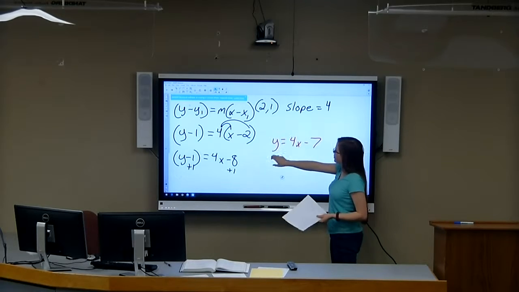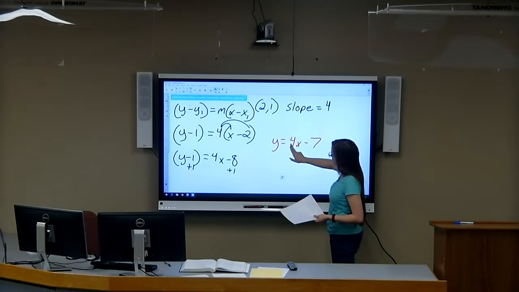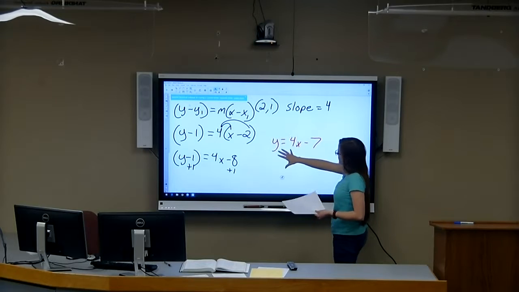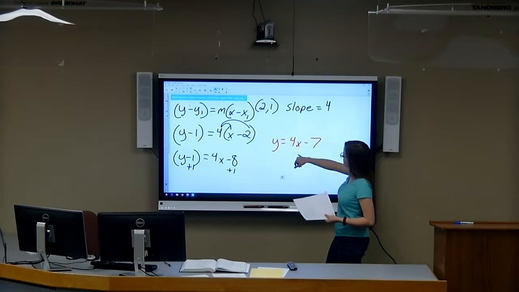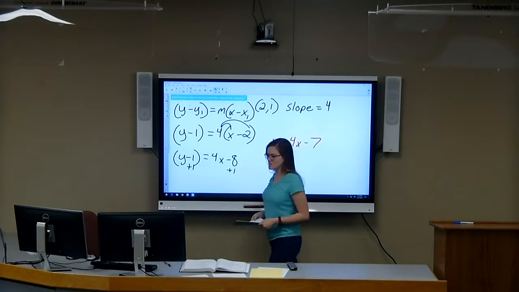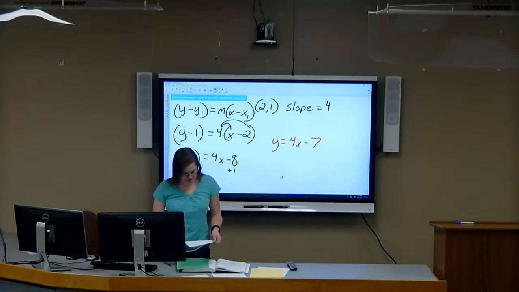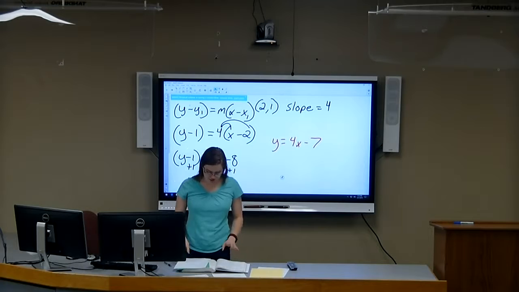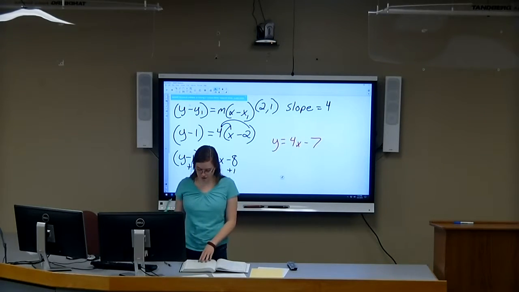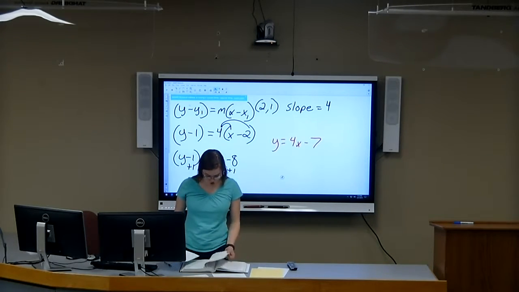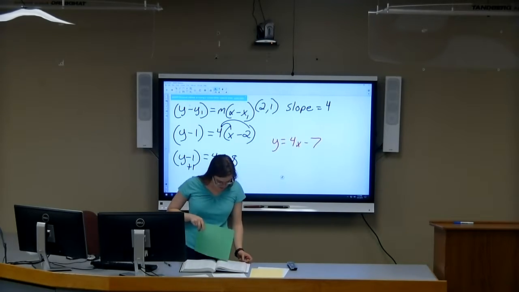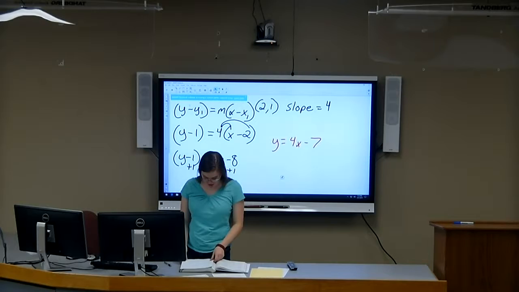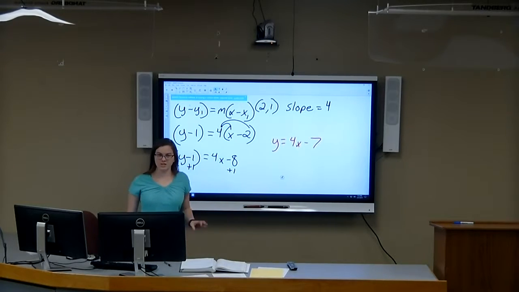Because point slope form is y equals mx plus b. And then this is your slope, this is your b. Everything works out just the way you want it to. And once again, that was number 26 on page 178. So you'll need to know that information.